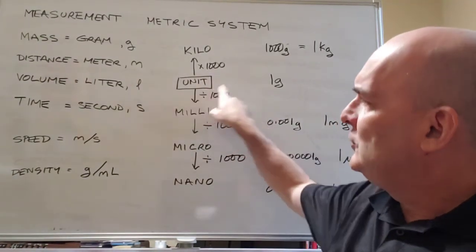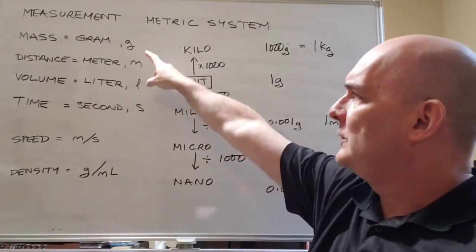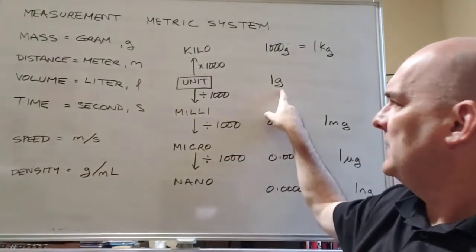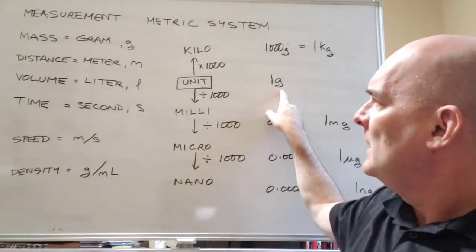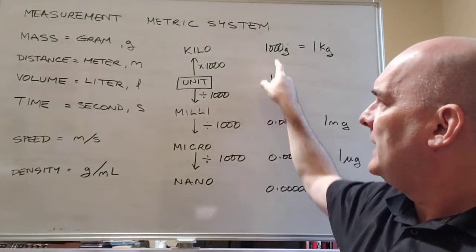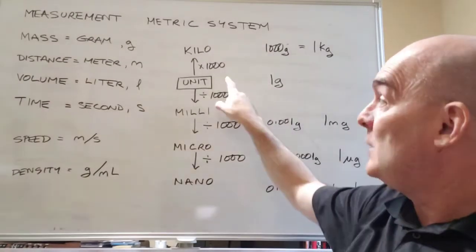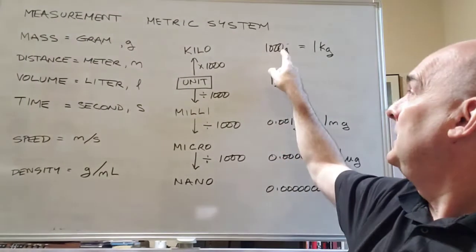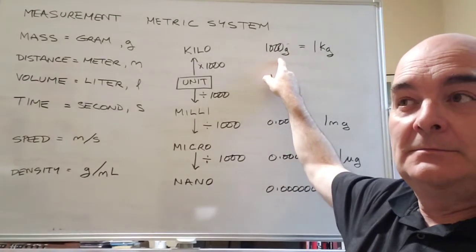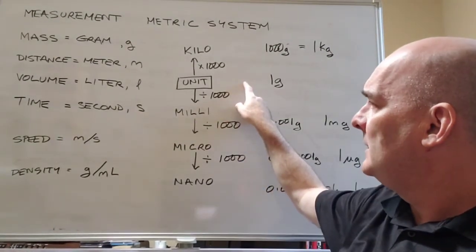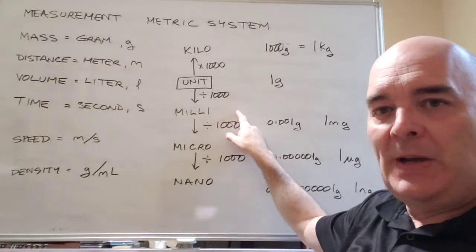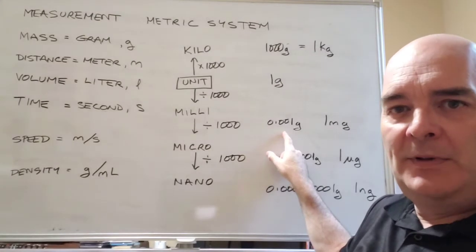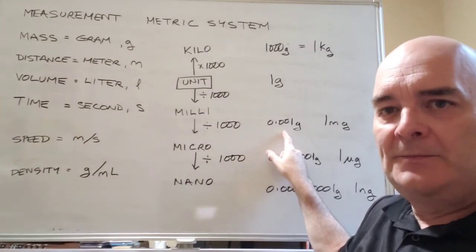Here is the unit itself. So if I were to think about mass, this unit would be a gram. So here we go. I've got 1 gram. If I multiply that up by 1,000, I get a kilogram. And a kilogram is 1,000 grams. If I take my gram and I divide it by 1,000, I get a milligram. A milligram is 1,000th of a gram.